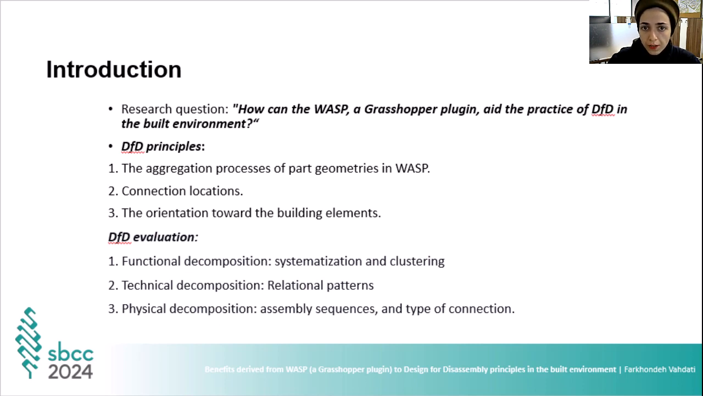On the other hand, for the DFD evaluation, there are 3 principal criteria: functional decomposition, technical decomposition, and physical decomposition. Which focus on systematization and clustering, relational patterns, and assembly sequences, and a type of connection.